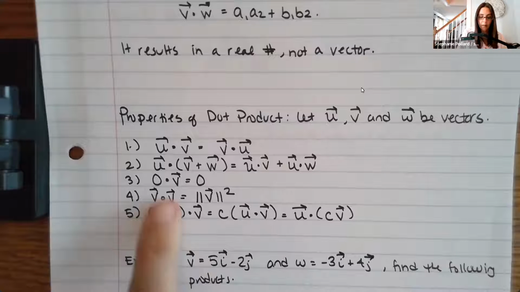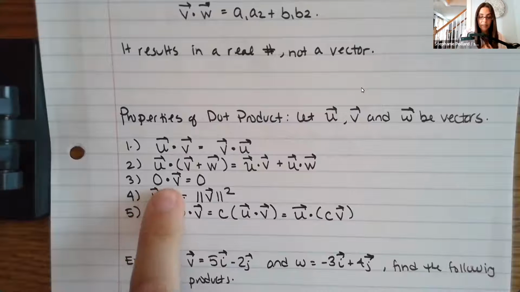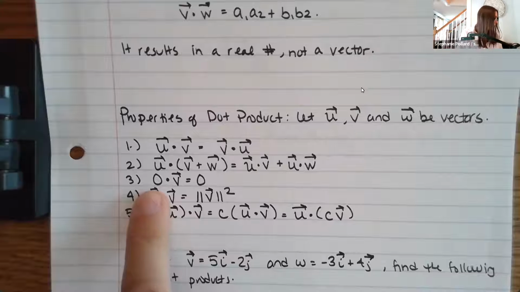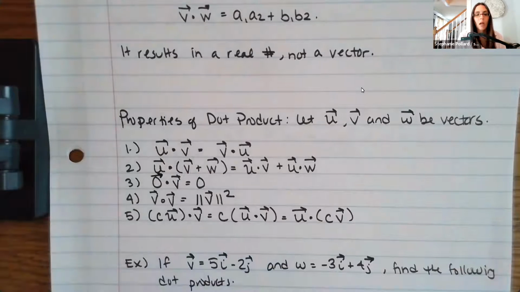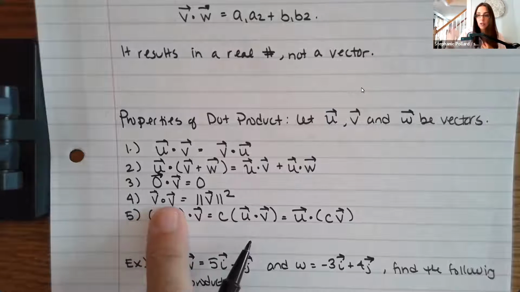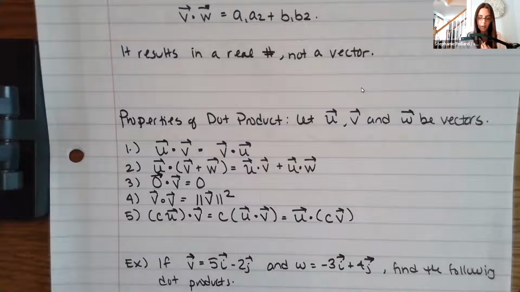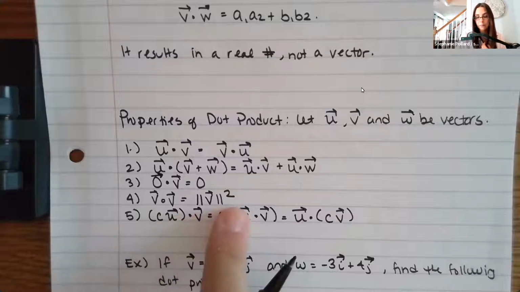Using a dot product with 0 would result in an answer of 0. And to be clear, this is the zero vector. If you use a dot product with the same vector on itself, you can do the multiplication out, but you end up getting the magnitude squared.